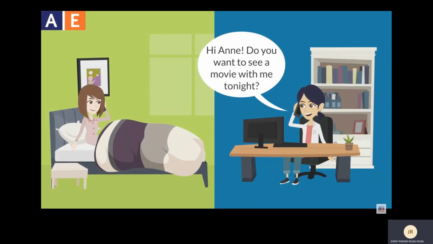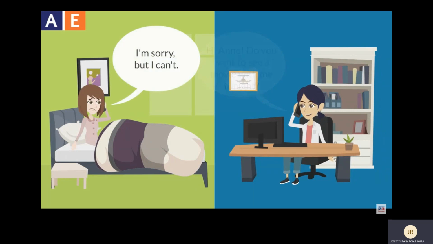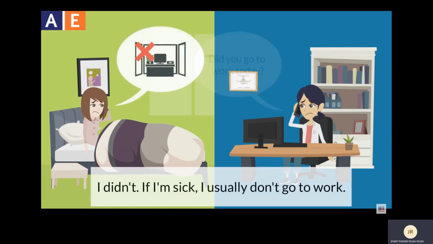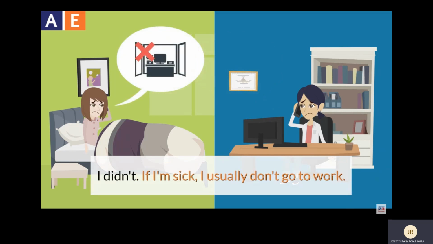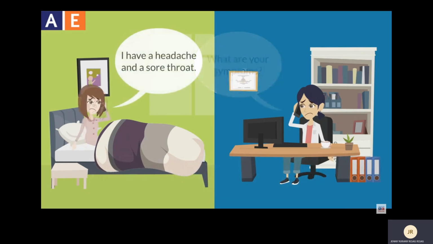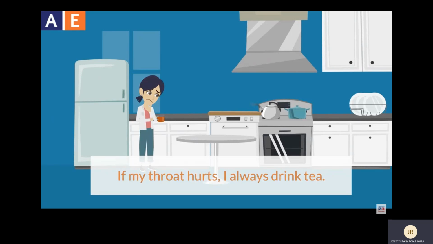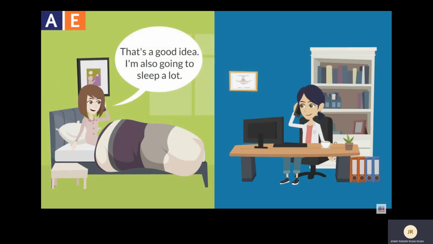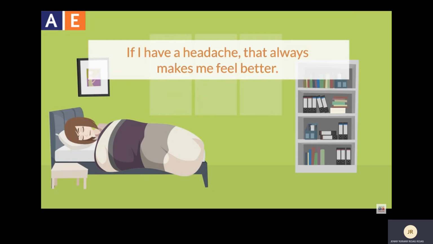If you are sick, do you go to work or do you stay at home? Listen to this conversation and learn how to use the zero conditional. Hi, Anne. Do you want to see a movie with me tonight? I'm sorry, but I can't. I'm feeling really sick. I'm sorry to hear that. Did you go to work today? I didn't. If I'm sick, I usually don't go to work. What are your symptoms? I have a headache and a sore throat. If my throat hurts, I always drink tea. You should try that. That's a good idea. I'm also going to sleep a lot. If I have a headache, that always makes me feel better.